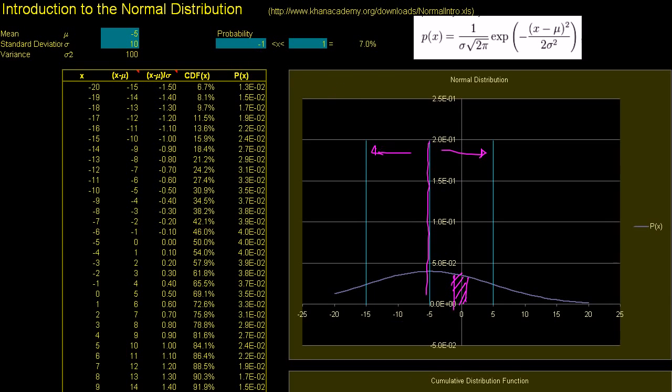I'll just click on this, and I could ask, what's the probability that I land between, let's see, one standard deviation, the mean is -5. One standard deviation below the mean is -15. And one standard deviation above the mean is 10 plus -5, which is 5. So that's between -15 and 5. So 68.3%, and that's actually always the case, that you have a 68.3% probability of landing within one standard deviation of the mean, assuming you have a normal distribution.